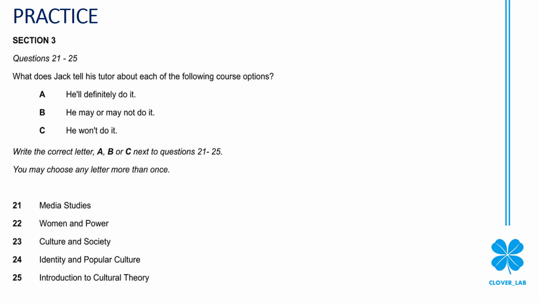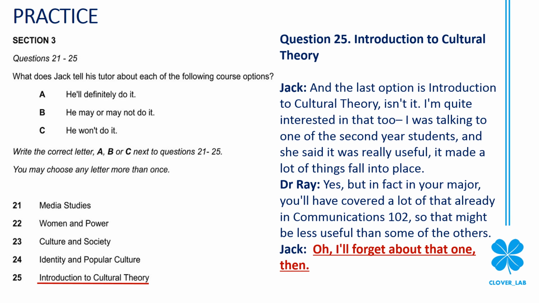Here they're talking about Introduction to Cultural Theory. Well, guys, let's read the tape script. As you see, initially, Jack says he's quite interested in that too. But on discovering that he has already covered a lot of the course material in a previous module, he discounts it as an option. So the correct answer is C.